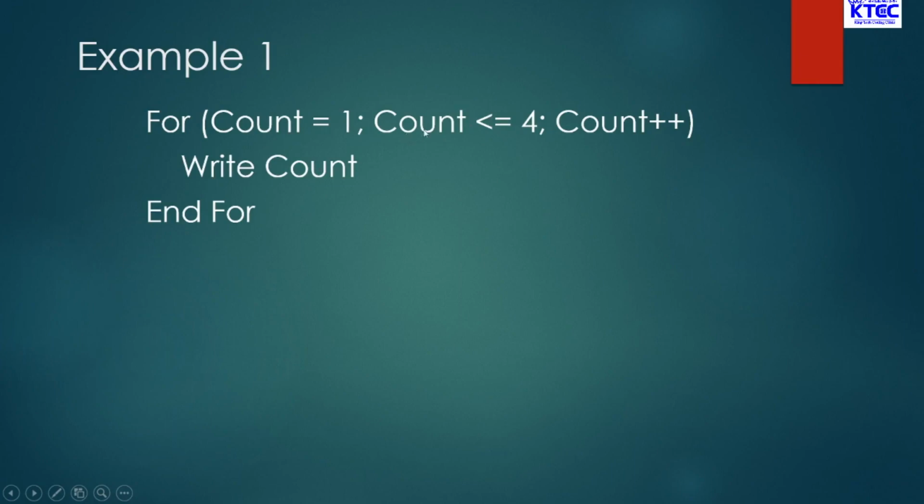Then we check. 2 is now stored in the count variable. Now is 2 less than or equal to 4? Yes, it is true. Then we add 1 again, making 3. Is 3 less than or equal to 4? Yes. Then we add 1 again to 3, making 4. Is 4 less than or equal to 4? Yes. So it will end there, and then it will display 1, 2, 3, 4.